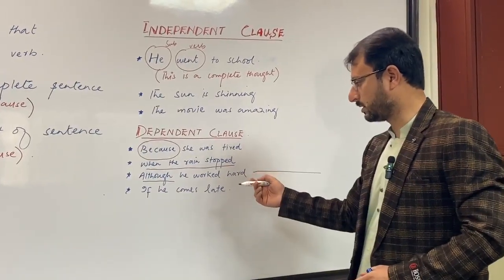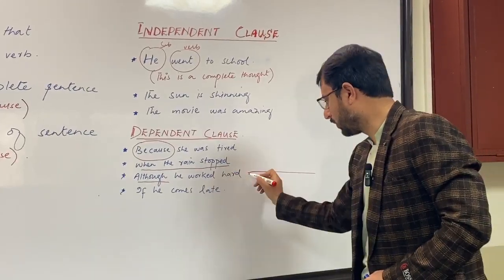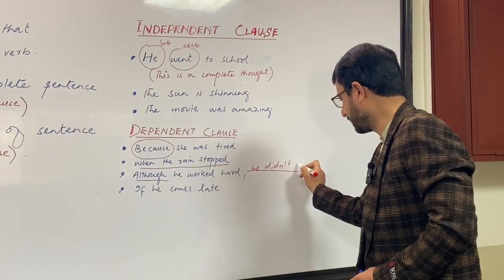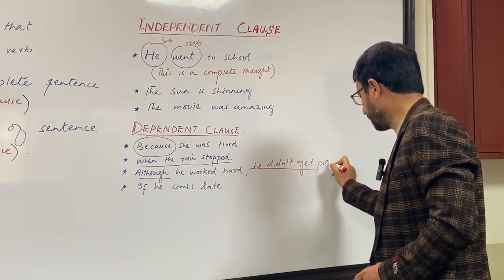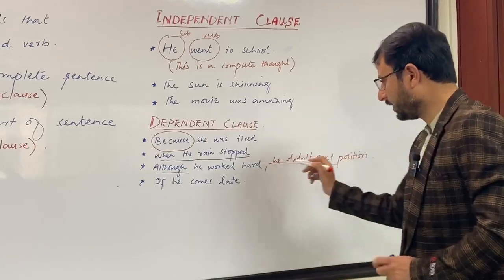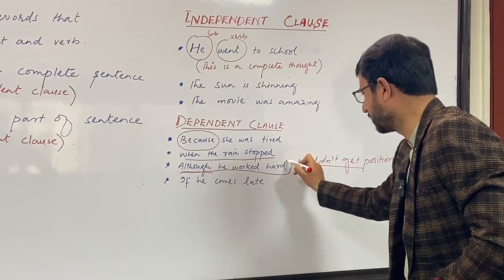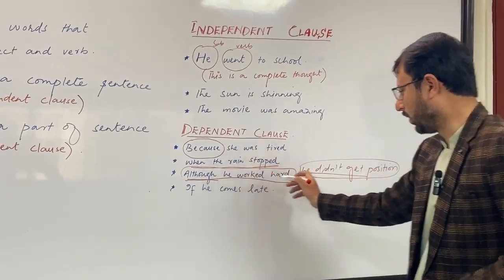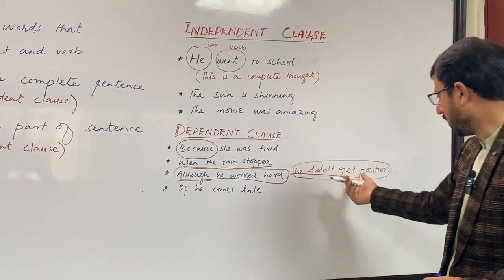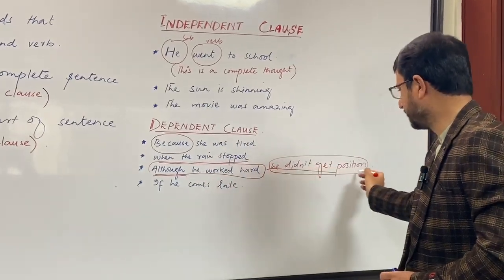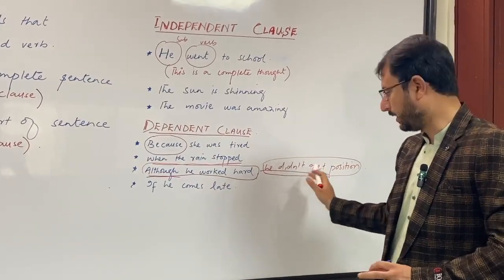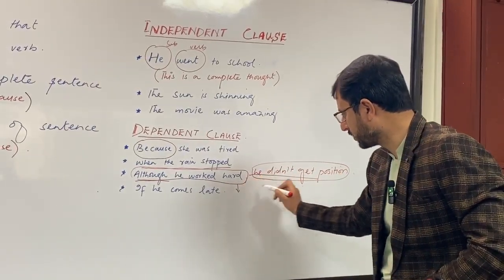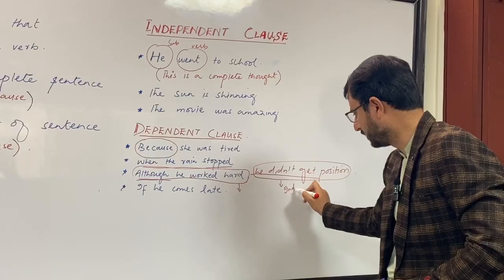Let me make it a complete sentence. Although he worked hard, he did not get position. Now it gives us complete sense. This is dependent clause and this is independent clause. Although he worked hard, he did not get position. Or we can bring this portion in the beginning. He did not get position although he worked hard. Now it gives us complete sense and this is a complete sentence. This is dependent clause and this is independent clause.